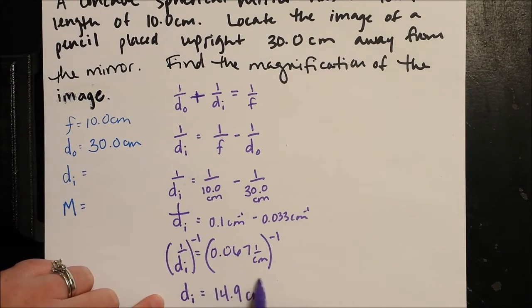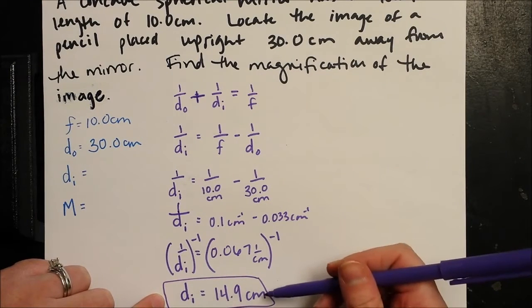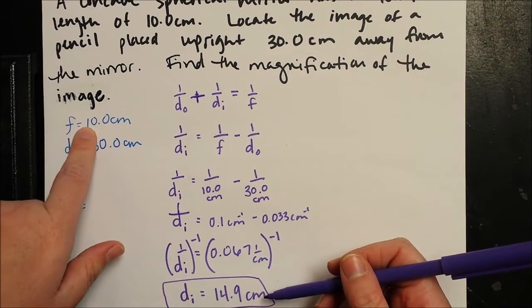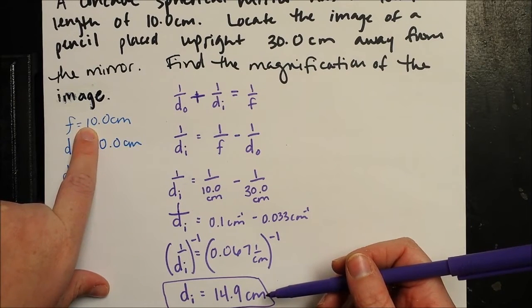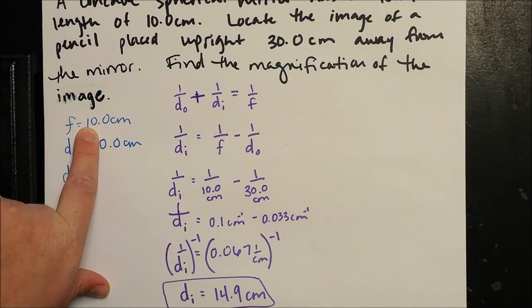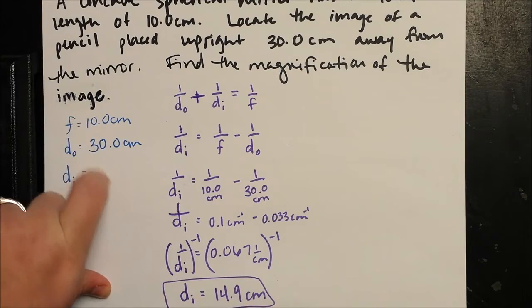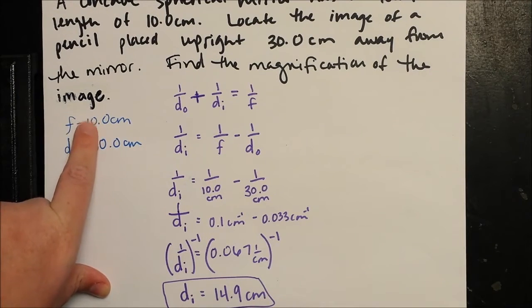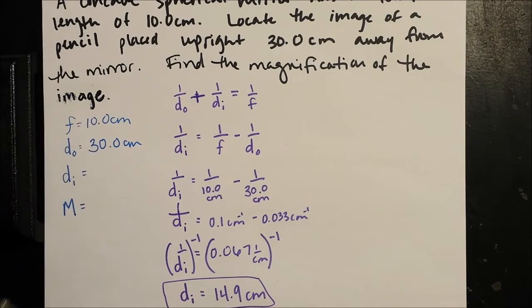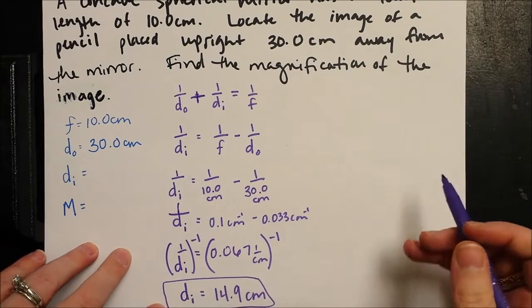So now my image distance should be at 14.9 centimeters from the mirror, so it should be beyond my focal point, but not quite at my radius of curvature, because I know my radius of curvature should be 20 centimeters, so it should be somewhere between that center of curvature, that's point C, and point F for my focal point. Okay. We'll check that here in just a second.